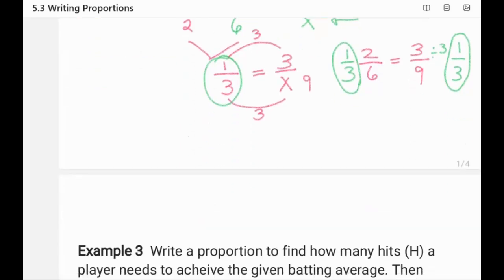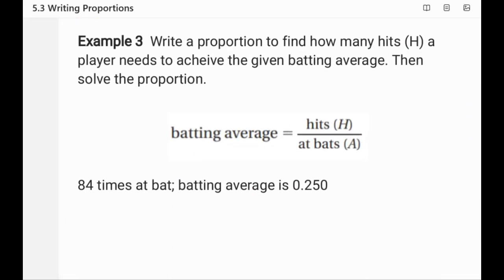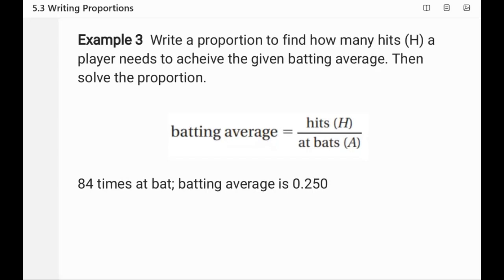Now let's go ahead and look at our last example. So the last example is example 3. It says write a proportion to find how many hits each player needs to achieve the given batting average. Then solve the proportion. So the batting average formula is given for us right here, and it says that it is hits divided by at-bats. So when a baseball player goes to bat, that's the denominator number, at-bats, but the actual hit is the numerator number, which is the H right there.